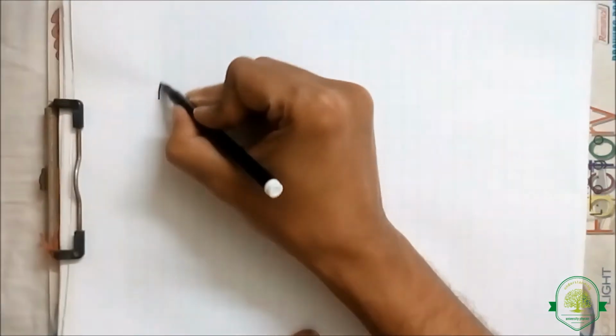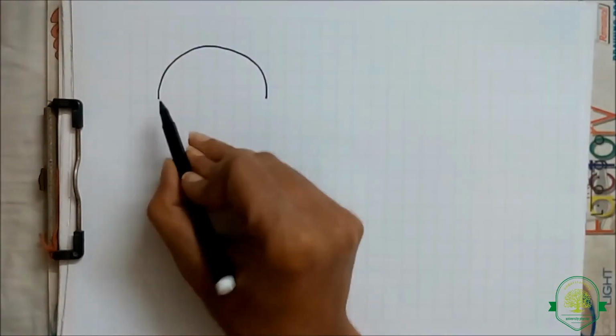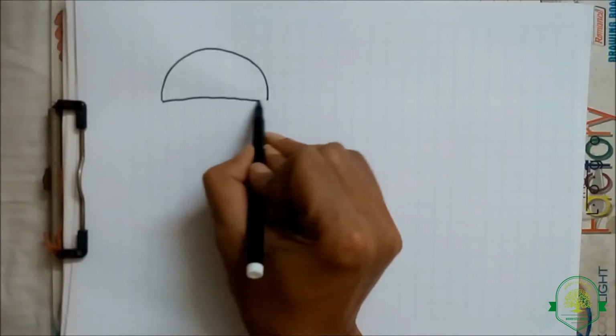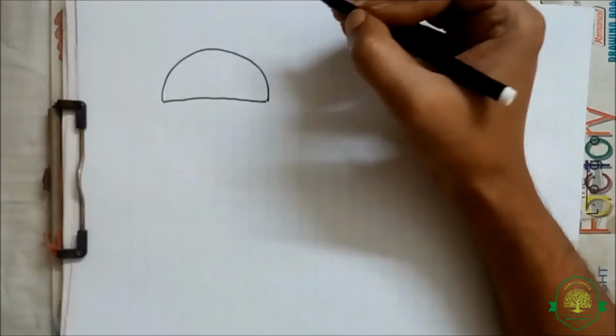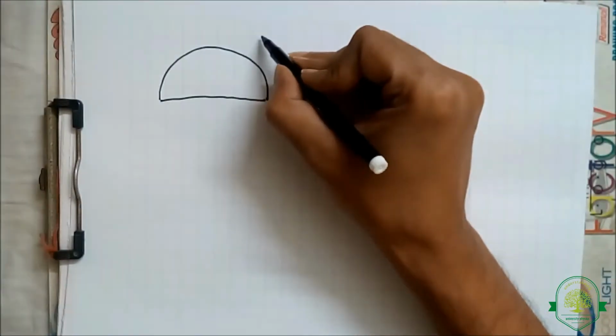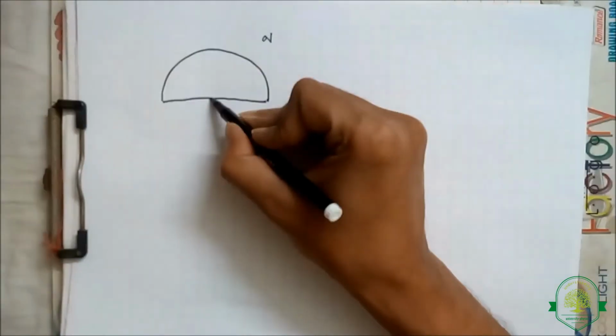So here we have a uniformly charged semicircular wire. The charge that this wire carries is Q. It's plus Q, so the wire carries positive charge.